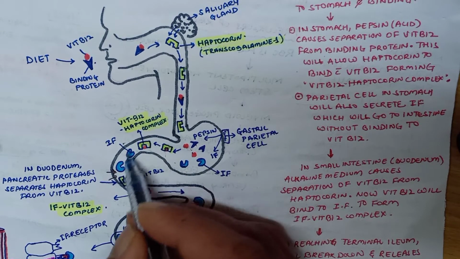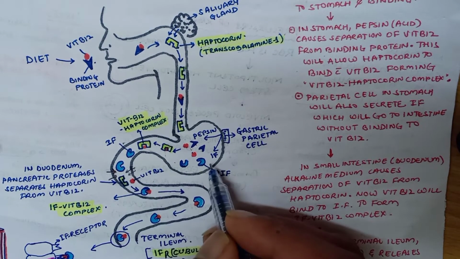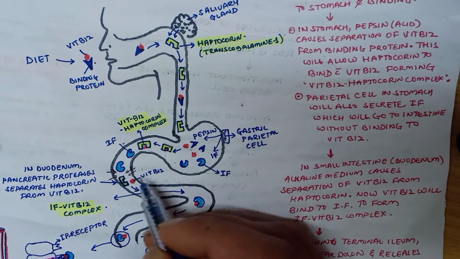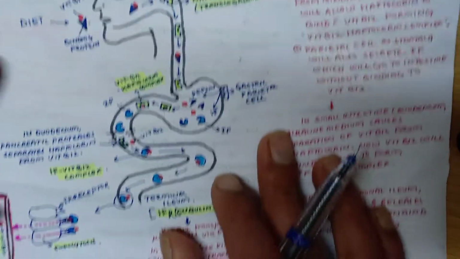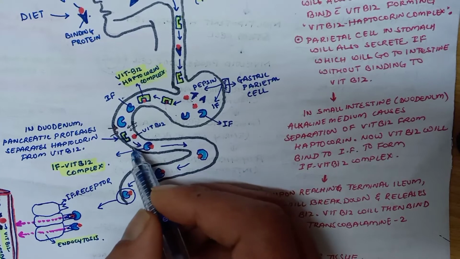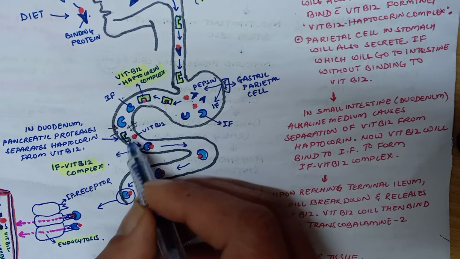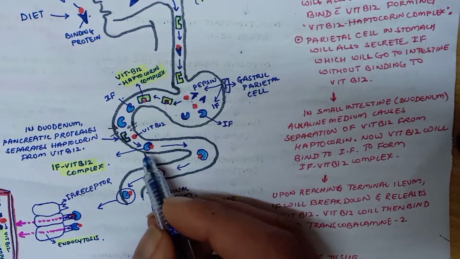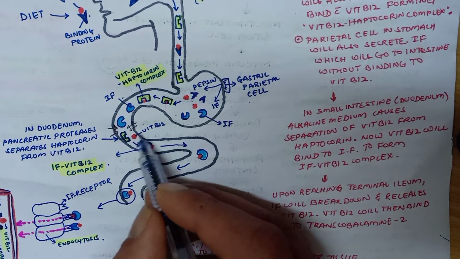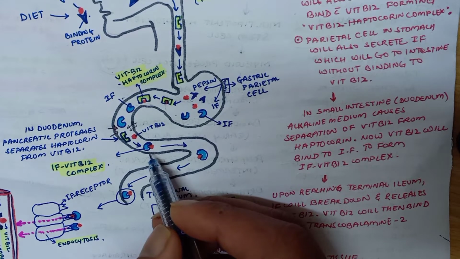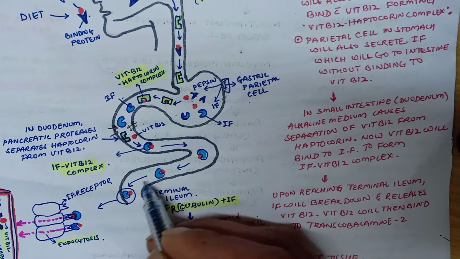This complex will move into the duodenum, and the intrinsic factor will follow into the duodenum. Now in the duodenum, pancreatic protease enzymes will separate haptocorrin from vitamin B12, and this vitamin B12 will now attach to intrinsic factor and form the intrinsic factor vitamin B12 complex. This will be taken to the terminal ileum.